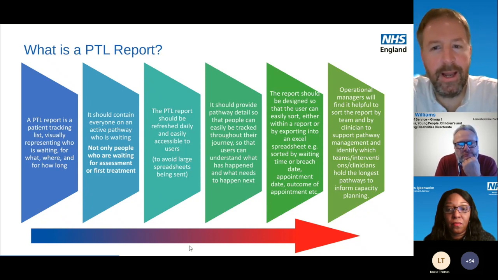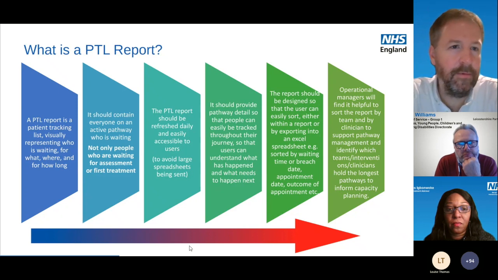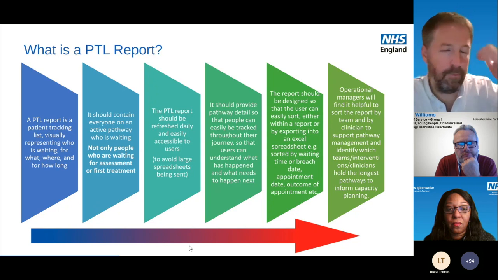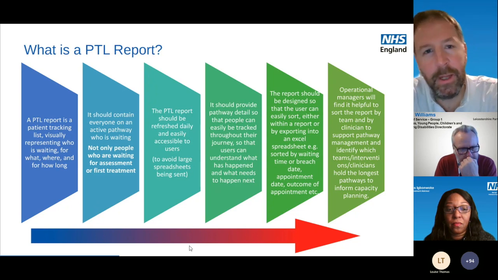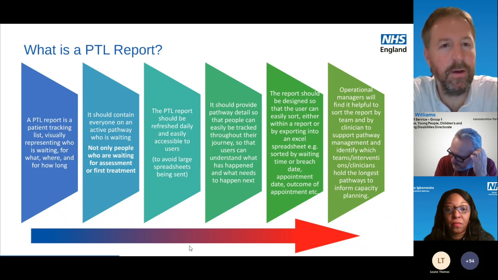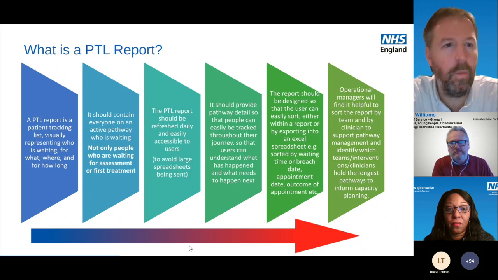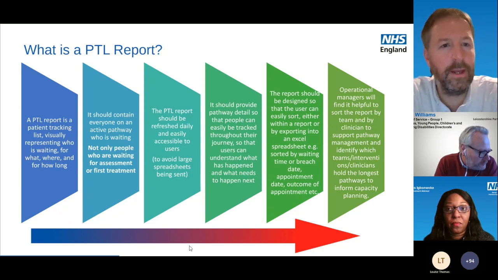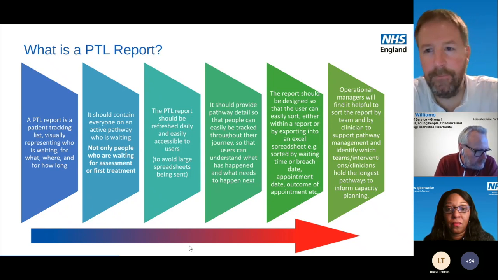It should be refreshed daily and easily accessible. As I said before, we don't want lots of hidden spreadsheets that have only got limited access in a shared folder that only works on occasional days. It should ideally be online and certainly issued regularly so that everybody in an organisation has an appropriate level of access to it. And it should give you the right level of detail so that you don't generally need to go outside of the report in order to take action. So it should tell you who the person is, what's happened to them so far, what they need now, and what needs to happen next.